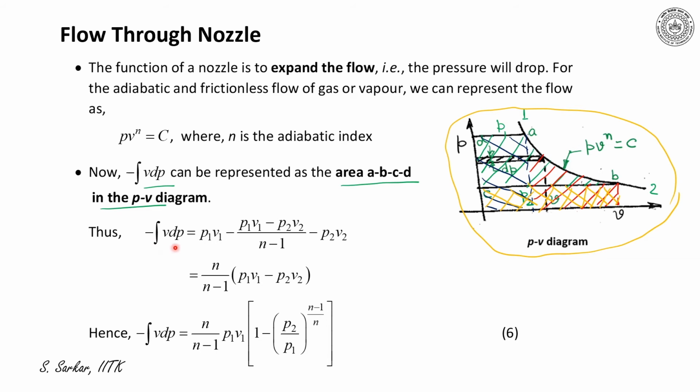Thus, integral minus v into dP is equal to (P1 v1 minus P2 v2) divided by (n minus 1), plus P1 v1 minus P2 v2... that is, P1 v1 minus (P1 v1 minus P2 v2) divided by n minus 1, minus P2 into v2. Thus, if you follow these different shaded portions, you will realize how I have evaluated integral v into dP. So minus integral v into dP would be n divided by n minus 1 within bracket P1 v1 minus P2 v2, which would be equal to n divided by n minus 1 P1 v1 within the bracket 1 minus (P2 by P1) to the power (n minus 1) by n, which is represented by equation 6.